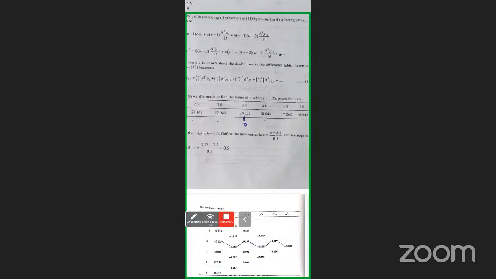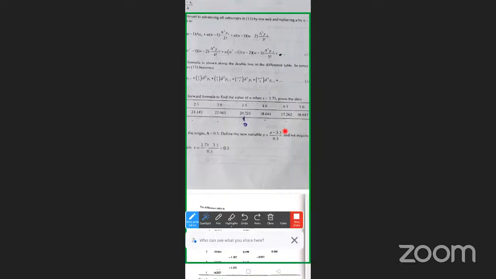So take 3.5 as the origin and h is equal to 0.5. h is nothing but the difference between these values: 3 minus 2.5 is 0.5, 3.5 minus 3 is 0.5, 4 minus 3.5 is 0.5. So the length of the interval is h, h is equal to 0.5. So define the new variable t is equal to x minus x naught by h, as in Newton's forward. t is equal to x minus x naught by h, so that is t is equal to 0.5. So this is Newton's forward formula, t is equal to x minus x naught by h.